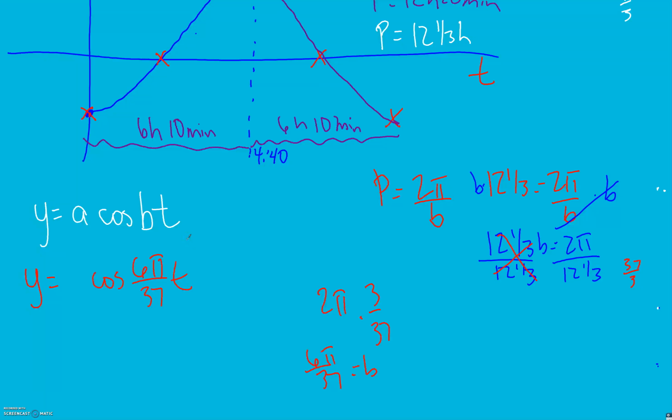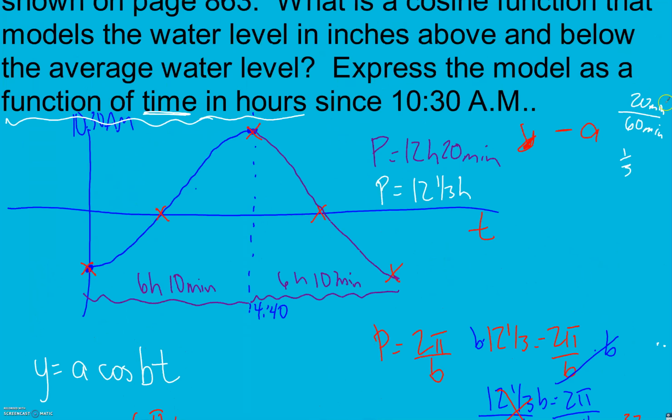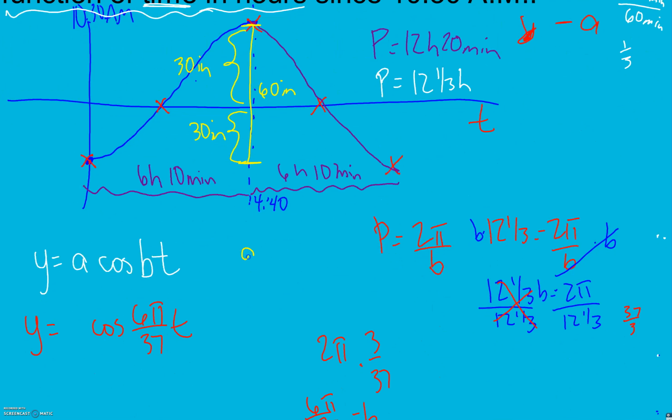Now I need to find my a value. If we look back in the picture, it tells us that the distance between our highest point and our lowest point is 60 inches, which means that the top half, my picture's not to scale here, is half of it, 30 inches, and the bottom half is 30 inches. So our amplitude is going to be 30 inches.